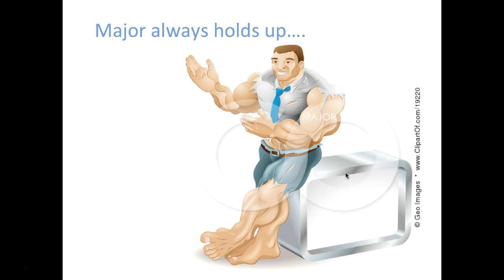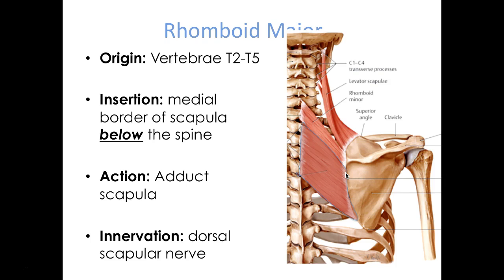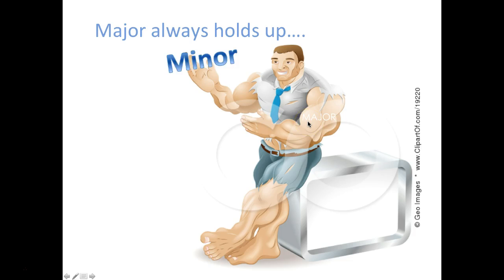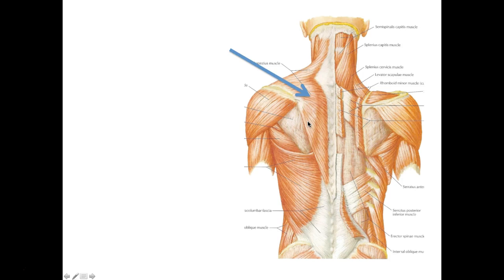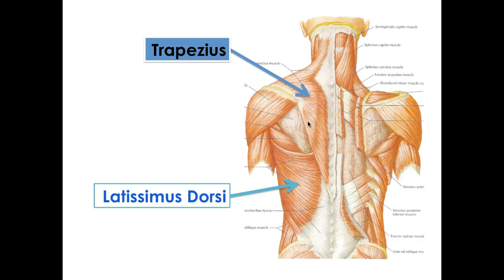So throughout our lectures, I want you to always remember that major muscles almost always hold up minor muscles. So just like we saw back in here, this major muscle is holding up the minor. Okay. All right. What is this muscle here? If you said trapezius, you are correct. This one? If you said Latissimus Dorsi, you are correct.